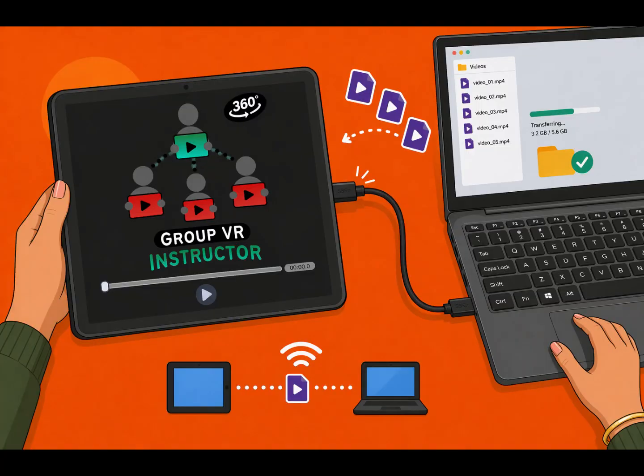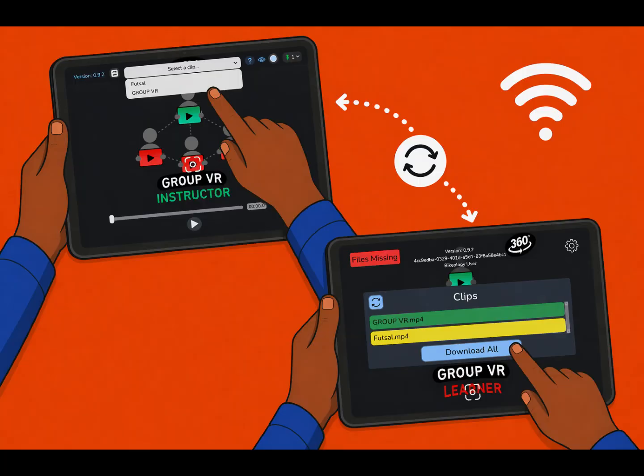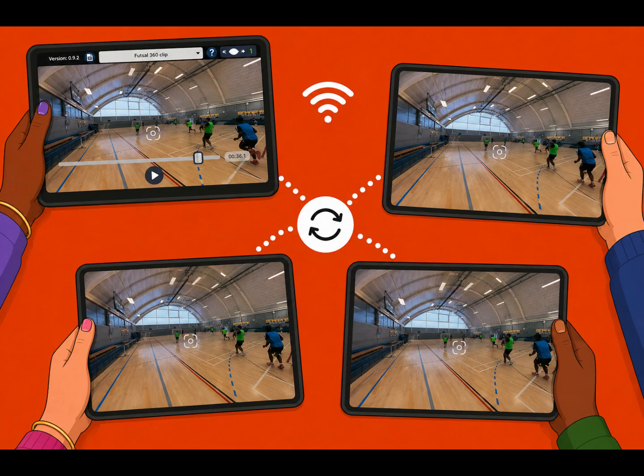Copy your video clips into the Movies folder on your Instructor device. Then use the Group VR file picker. You can synchronize files with the Instructor device at the tap of a button. Pick a 360-degree video on the Instructor device and watch it appear on all your learners' devices.